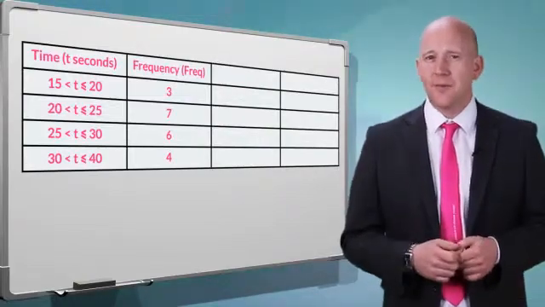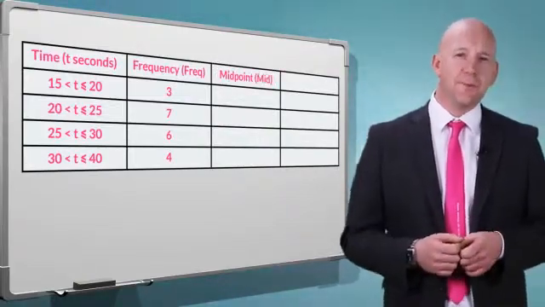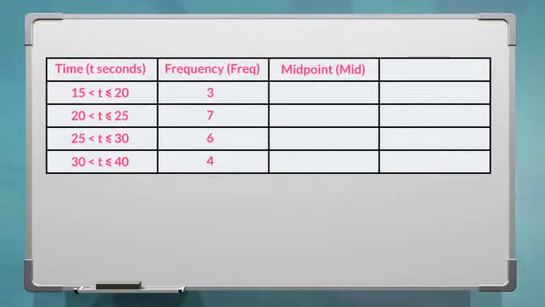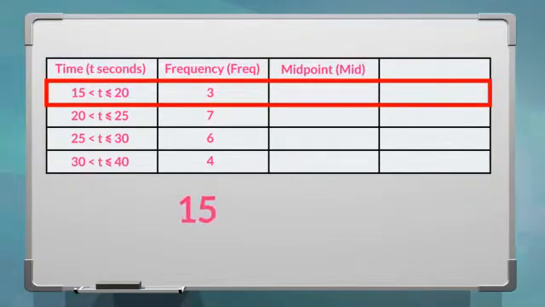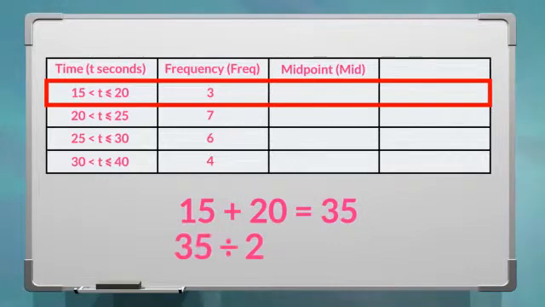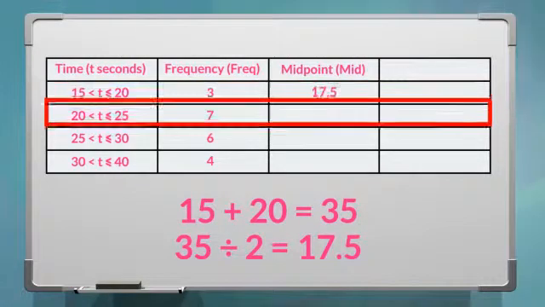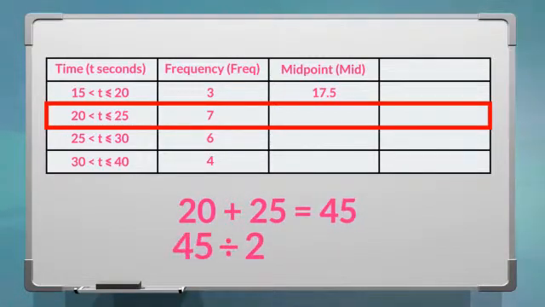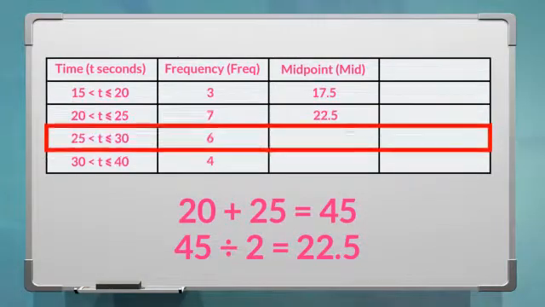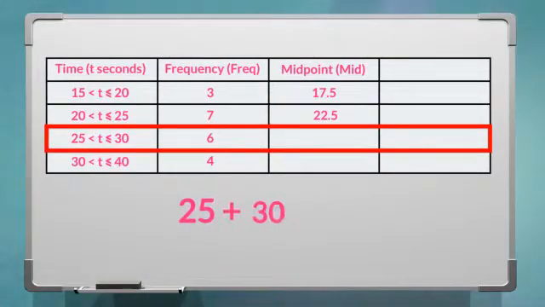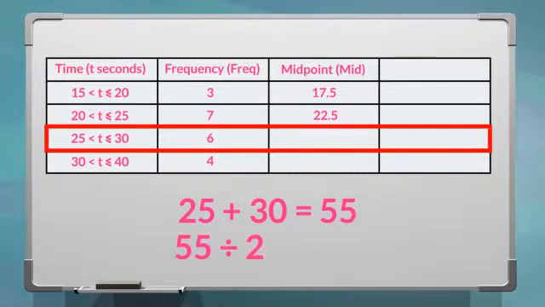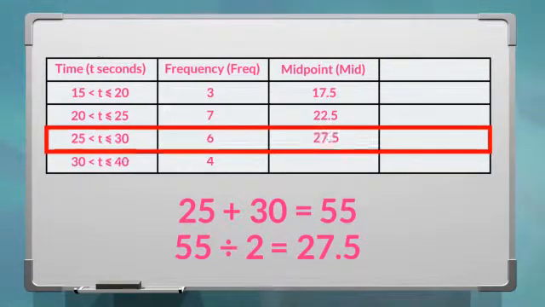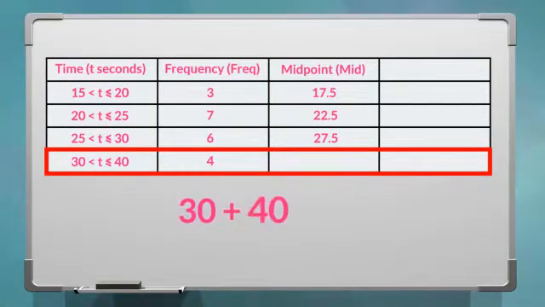In the first extra column, we're going to find the midpoint of each of the groups. To work out the midpoints of two numbers, you need to add them together, then divide by 2. So for the first one, 15 plus 20 is 35, then half it to get 17.5. For the second one, 20 plus 25 is 45, then half it to get 22.5. For the third one, 25 plus 30 is 55, then half it to get 27.5. And finally, 30 plus 40 is 70, then half it to get 35.